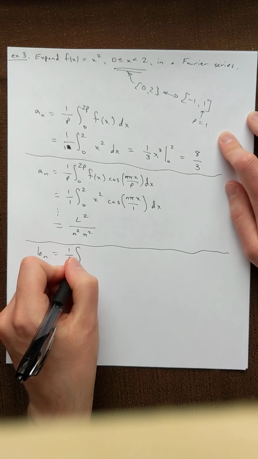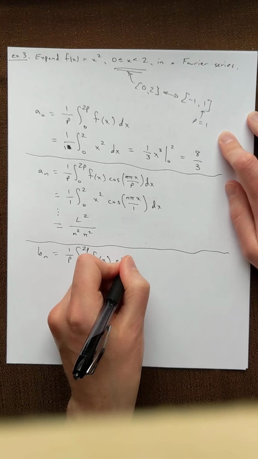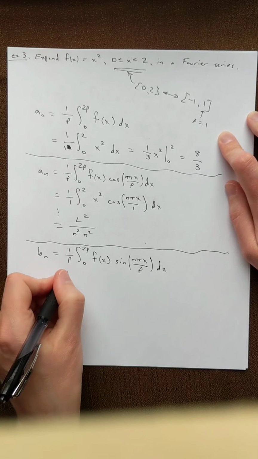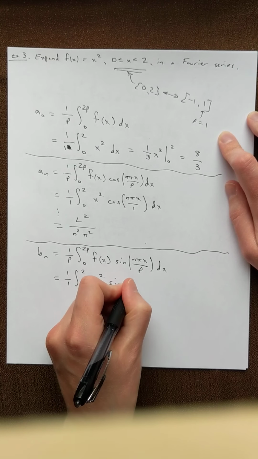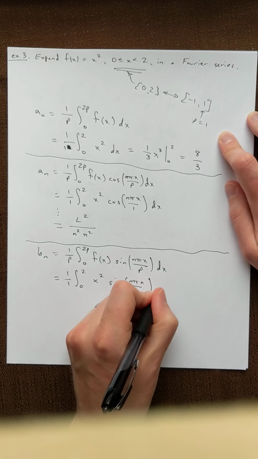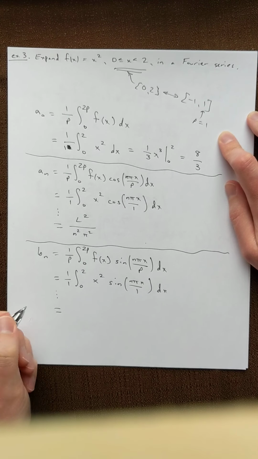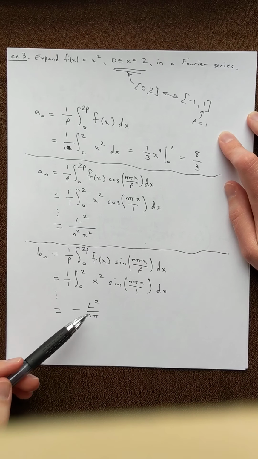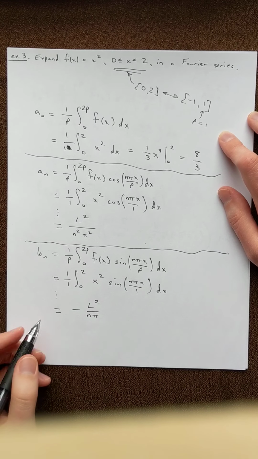Bn is the same as An, only with a sine instead of a cosine. So we have 1 over 1, integral from 0 to 2, x squared sine n pi x over 1 dx, which again, all of these integrals end up being integration by parts other than the really simple a zeros. So I'm going to pause and write down an answer. After integrating, you should get minus L squared over n pi.